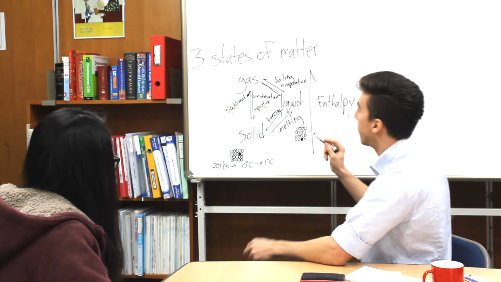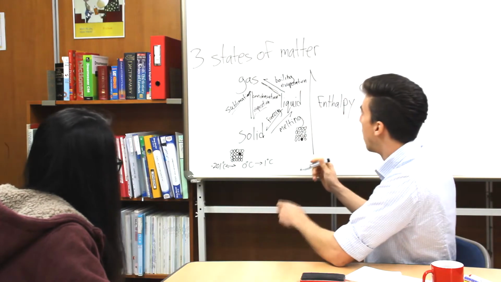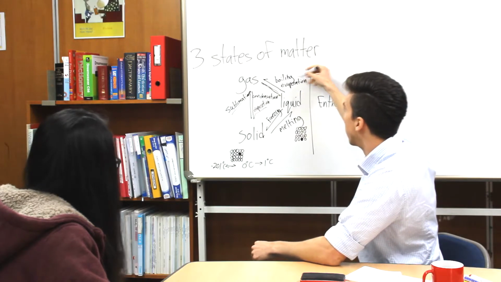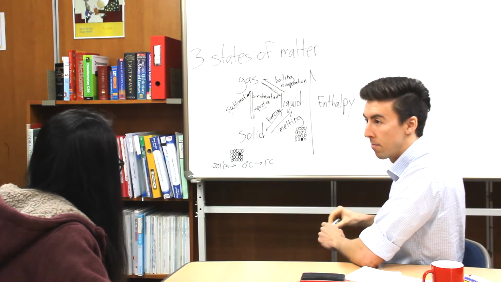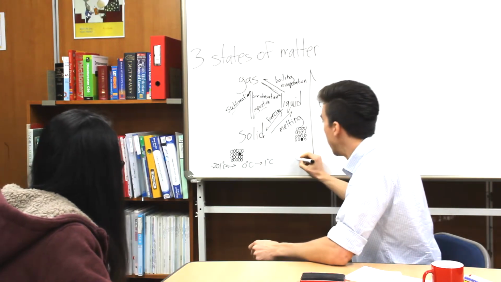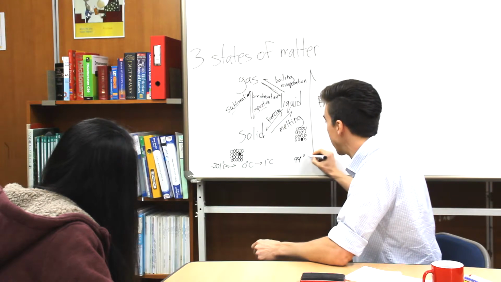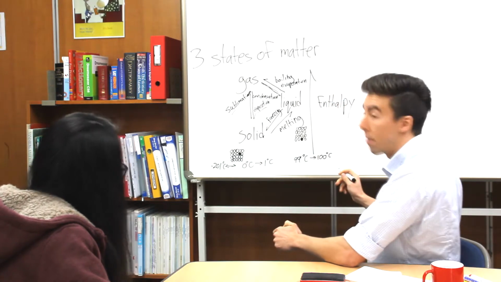So then, let's say that you are going from liquid to gas. We can choose either one of these. Would you like to talk about boiling first or evaporation first? Boiling. Okay. So boiling happens when we go from, let's say, 99 degrees Celsius to 100 degrees Celsius, and then start to move beyond that.